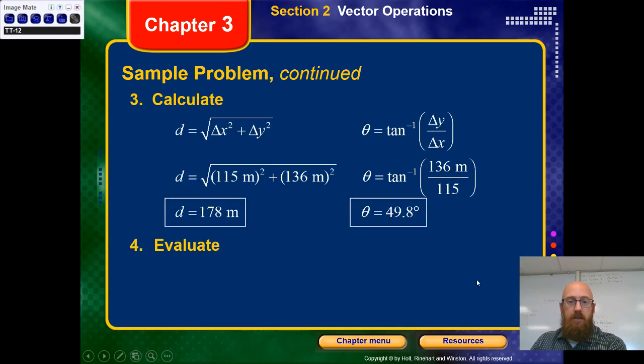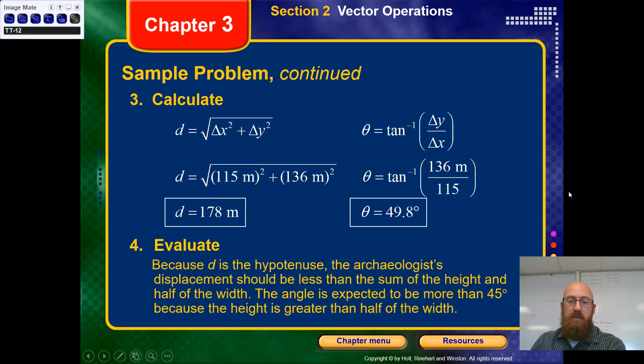And our calculation. The inverse tangent of delta y over delta x. In this case, it's 49.8 degrees. Your distance, 115 squared plus 136 squared equals 178 squared. A squared plus b squared equals c squared.